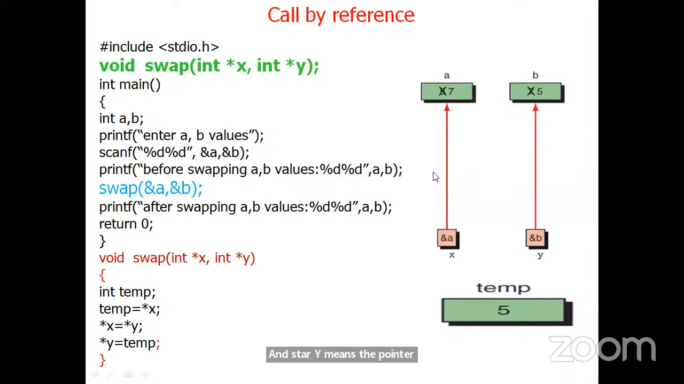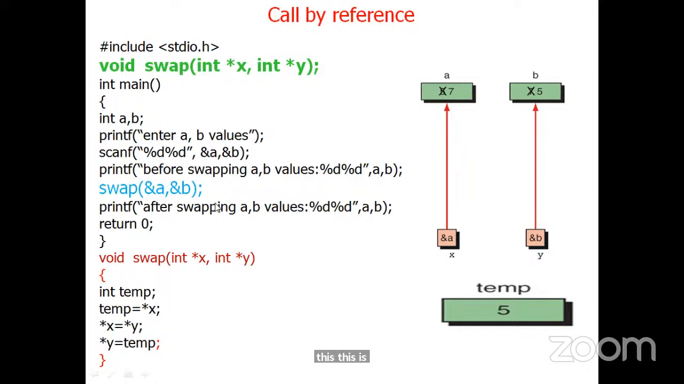So what is there in temp? Temp has 5, so this 5 will be stored. Now the A value and B value are reflected.